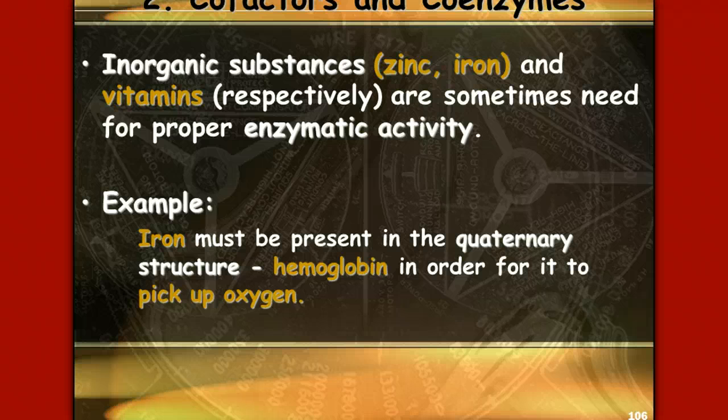So iron has to be present in the quaternary structure, that really complex structure for hemoglobin on your red blood cells, in order for it to even pick up the oxygen. If there's not enough iron, then you're not going to be able to carry as much oxygen, and you're going to be tired. This is what we call anemic: somebody has low iron in their bloodstream, which means they're not getting enough oxygen, and their hemoglobin isn't functioning properly.